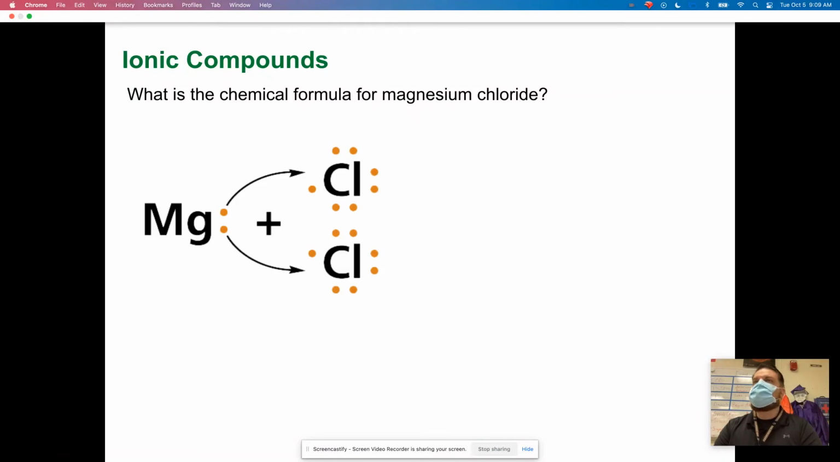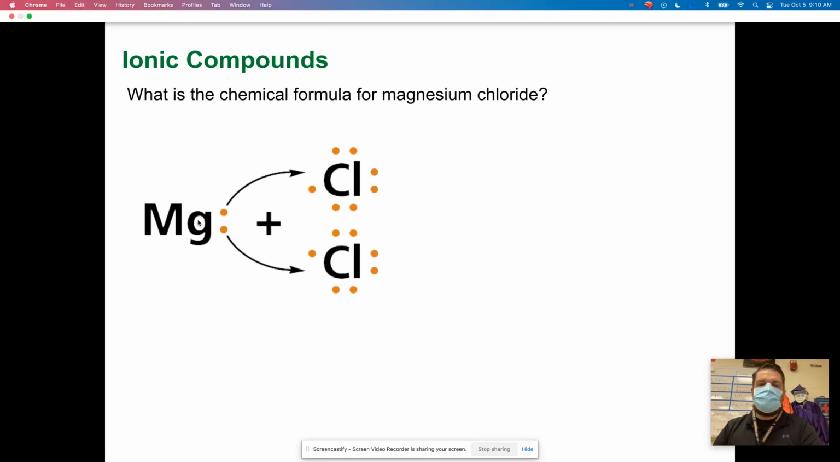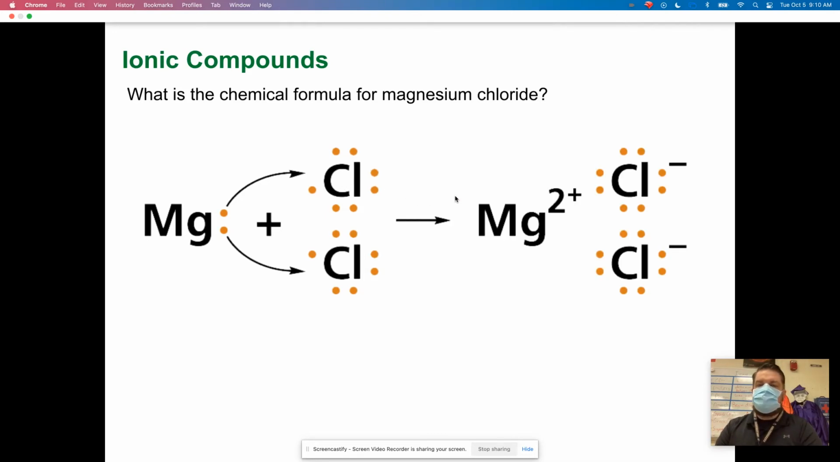What about magnesium chloride? Well, let's back up. Magnesium has 2 valence electrons. Chlorine has 7 valence electrons. So this chlorine atom needs 1. This chlorine atom needs 1. So if the magnesium gives up 1 electron to this chlorine atom and 1 electron to this chlorine atom, then I have a positive 2 charge on magnesium and a negative 1 here and a negative 1 here.